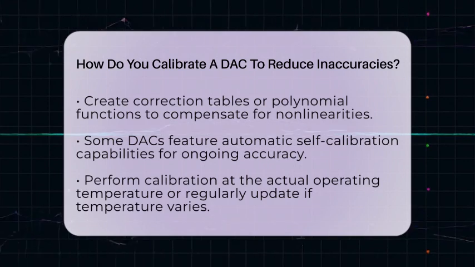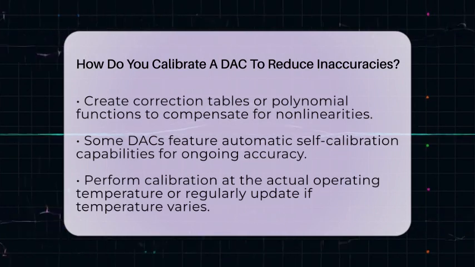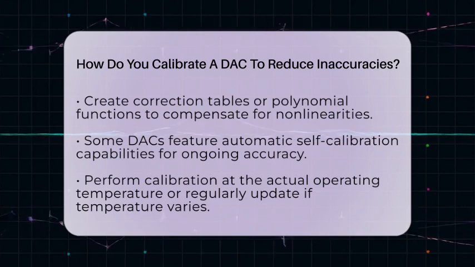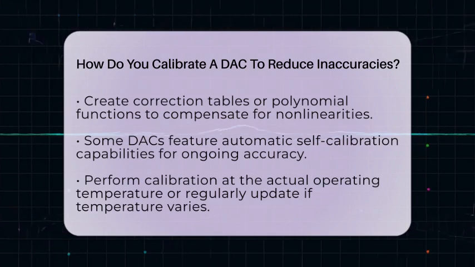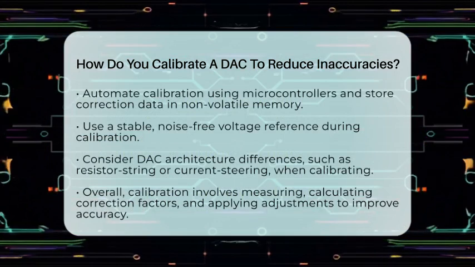Perform calibration at the temperature your device will work in, because temperature shifts can cause errors over time. If you can't control the temperature, do a baseline calibration and update it regularly. You can automate the calibration process with a microcontroller or digital signal processor. Store the correction factors in non-volatile memory so your device remembers them every time it powers up. This is especially useful in precision applications like test equipment or motor control.